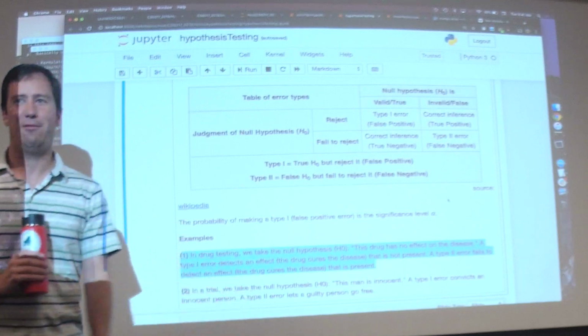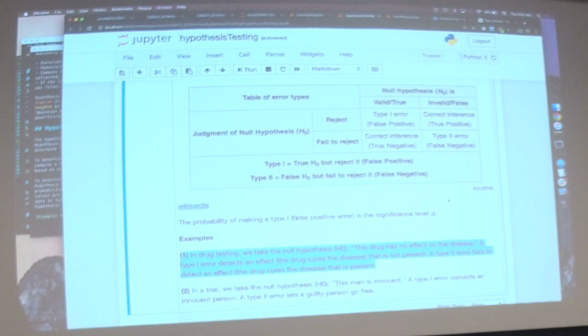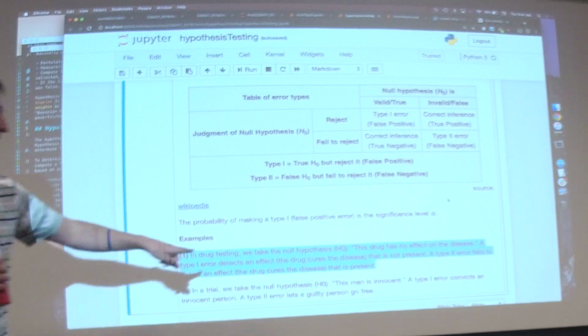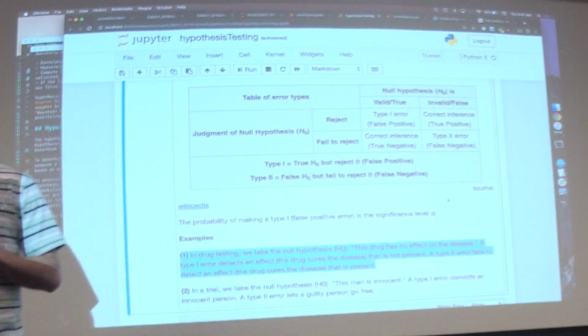This would never happen in a pharmaceutical company, but maybe they have a drug that's effective and their experiment says that it's not effective for some reason. That would be a false negative. They would never ever do that, right? Certainly they would rig their tests to get the false positive.